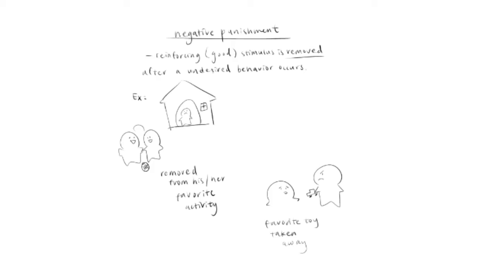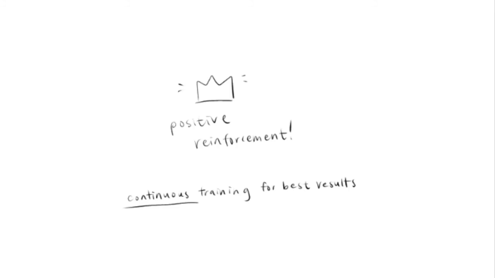In this case, the good stimulus is the toy, and it is removed after his undesirable behavior of not doing homework occurs. So now that all 4 different types of operant conditioning are covered, you might be wondering, which one is the most effective then? Through years of research, positive reinforcement was actually found to be the most effective out of all. In addition to positive reinforcement, continuous training shows the best results.